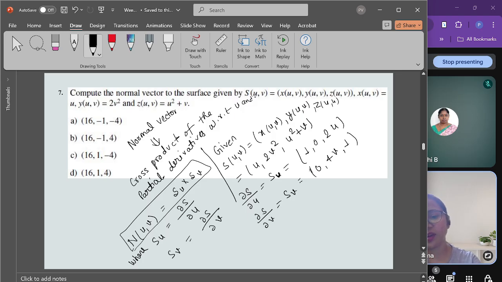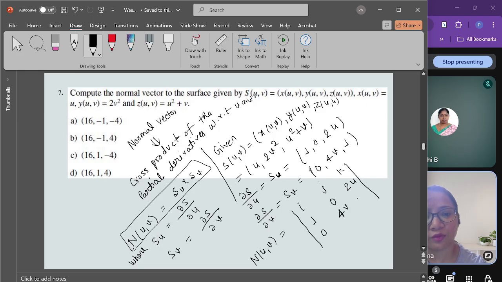Now to find our normal vector, we need to take the cross product of these two. How can we find the cross product? Already we know that, that is i, j and k, right? So here 1, 0, 2u, and here 4, 0, 4v, 1, right? Just calculate the i, j and k values, and write again in that form.